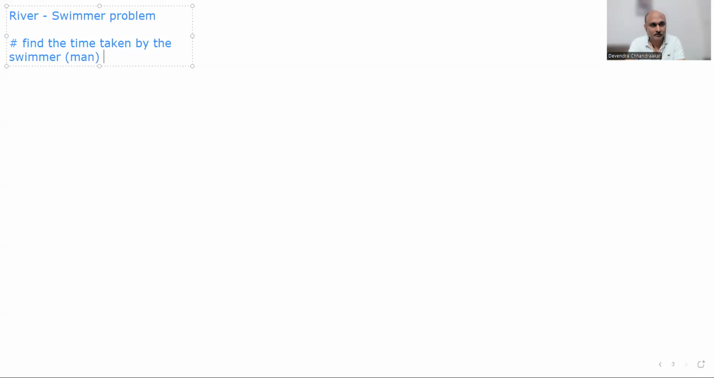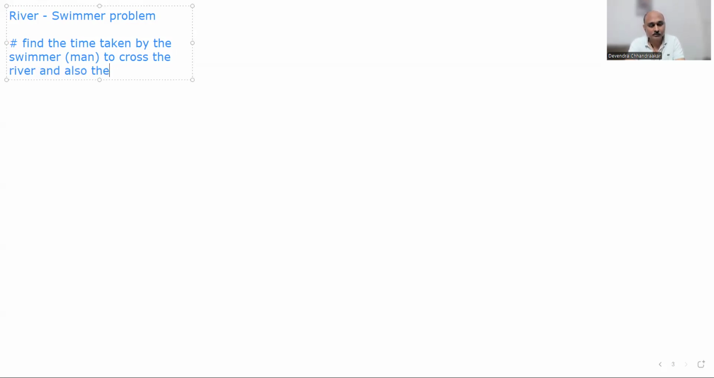Anyways, come on. So now this is the river. What we are trying to find here, again, is a river swimmer or river boat problem only. And in this, what we will try to find out is the time taken by the man, or swimmer in this case, swimmer we will call man, to cross the river. These are the two things which we will discuss.